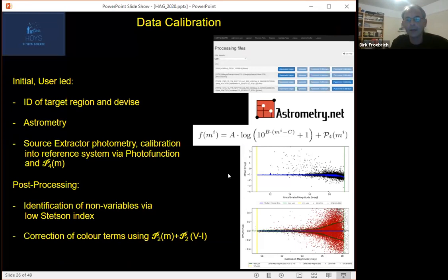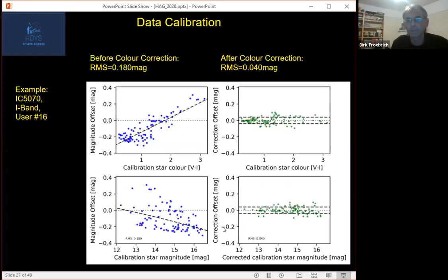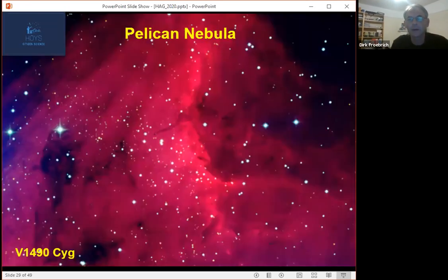So what the amateurs do, as I said, they observe, and I'll show you later how it works. But all they do is they basically send us the pictures. They tell us what target it is. And then we do a little bit of calibration. So we solve the coordinate system for each picture. And we measure the brightness of all the stars, and we calibrate that into a reference system. We're going to go through this quickly to save a bit of time.